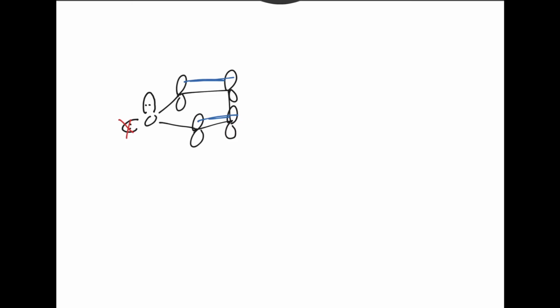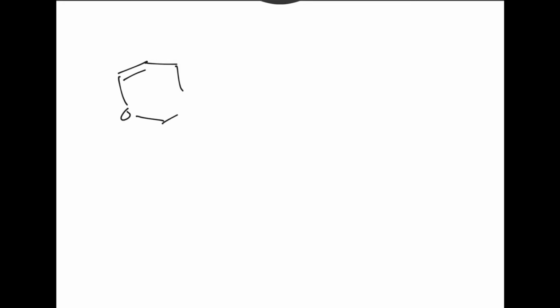So now I'm not going to draw the lone pairs on an oxygen. You have to remember that oxygens have lone pairs and you need to count them. So like if I gave you, let's say, this is a little ugly, I'm sorry. It's a lot ugly. Let me try again.